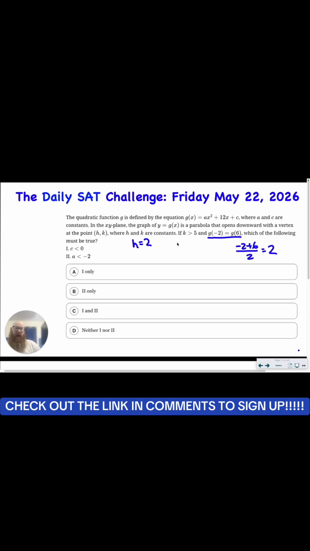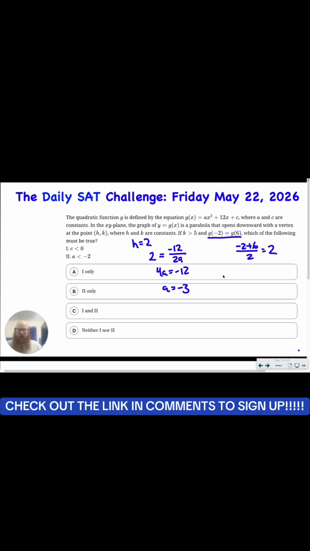And then I can find A because, again, if you know the different forms very well and you know how to find the vertex, in vertex form, the vertex is (h, k). But in standard form, the x coordinate of the vertex, which we now know is 2, is negative b over 2a, which means it's negative 12 over 2a. So I get 4a equals negative 12, so a is negative 3.